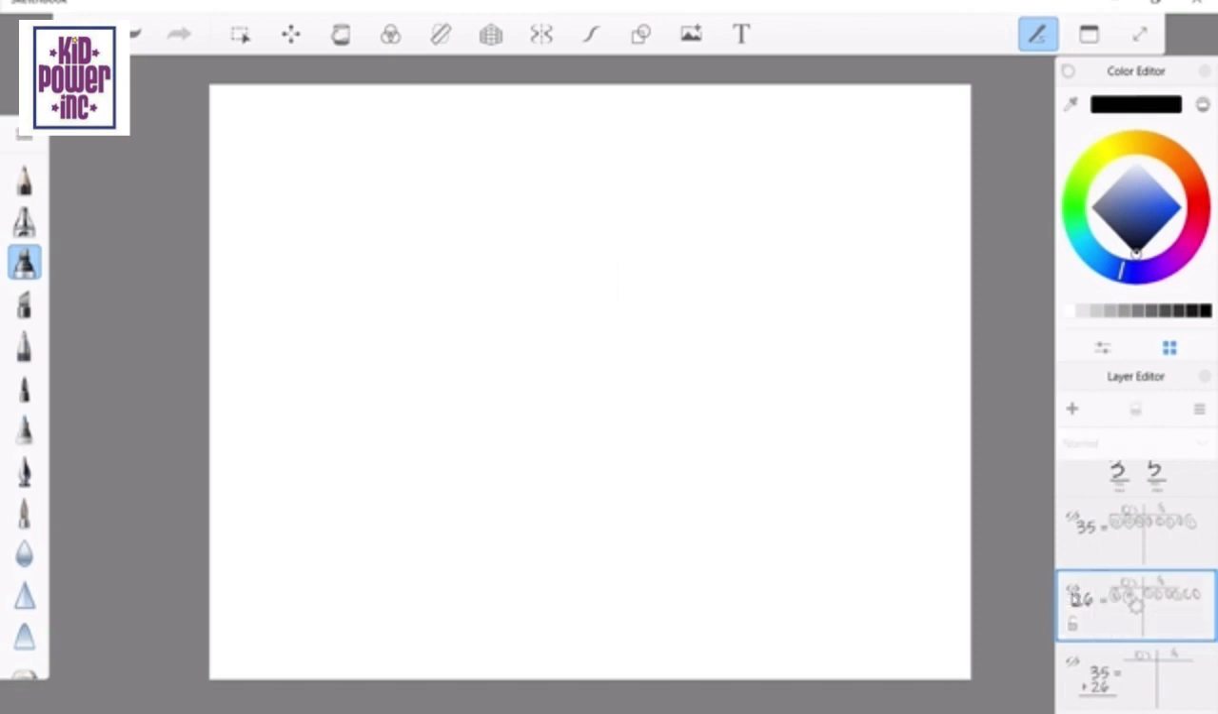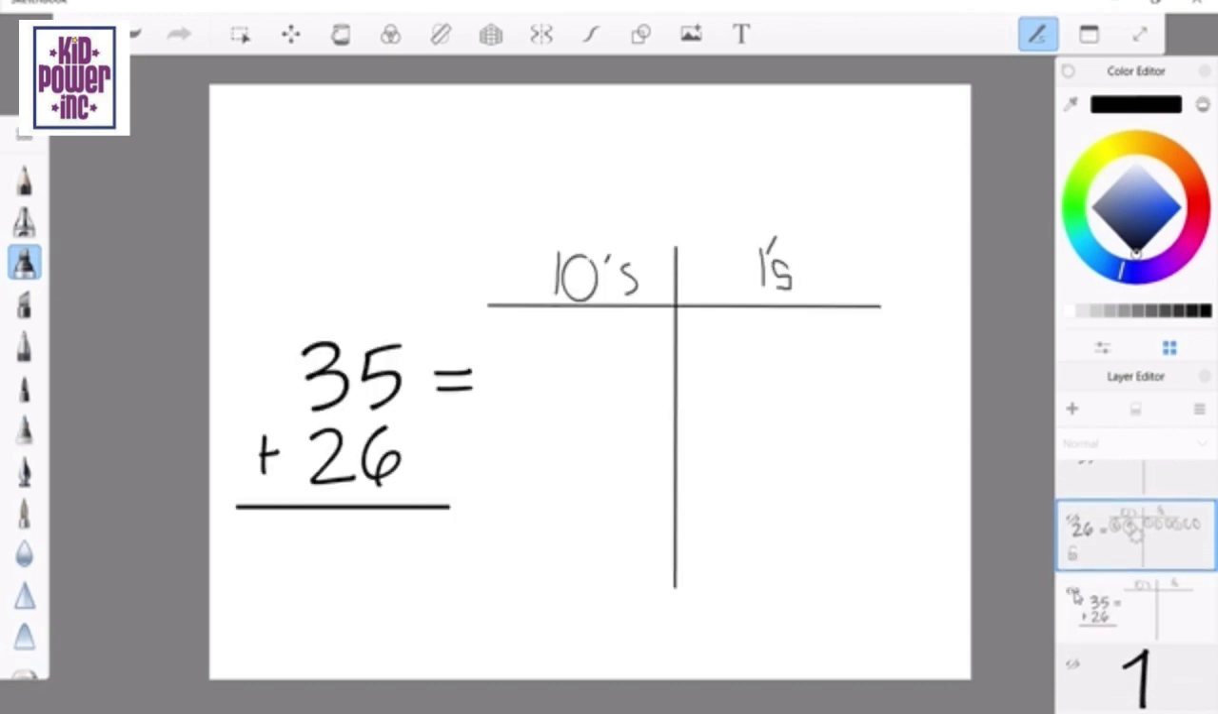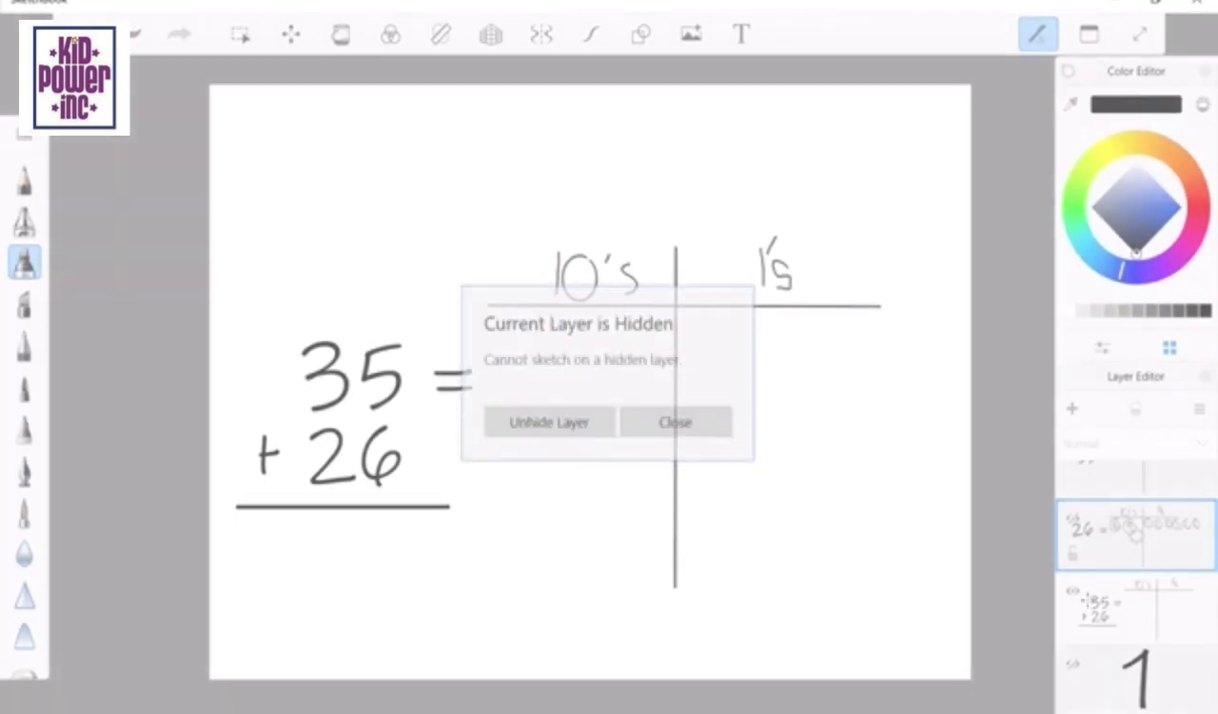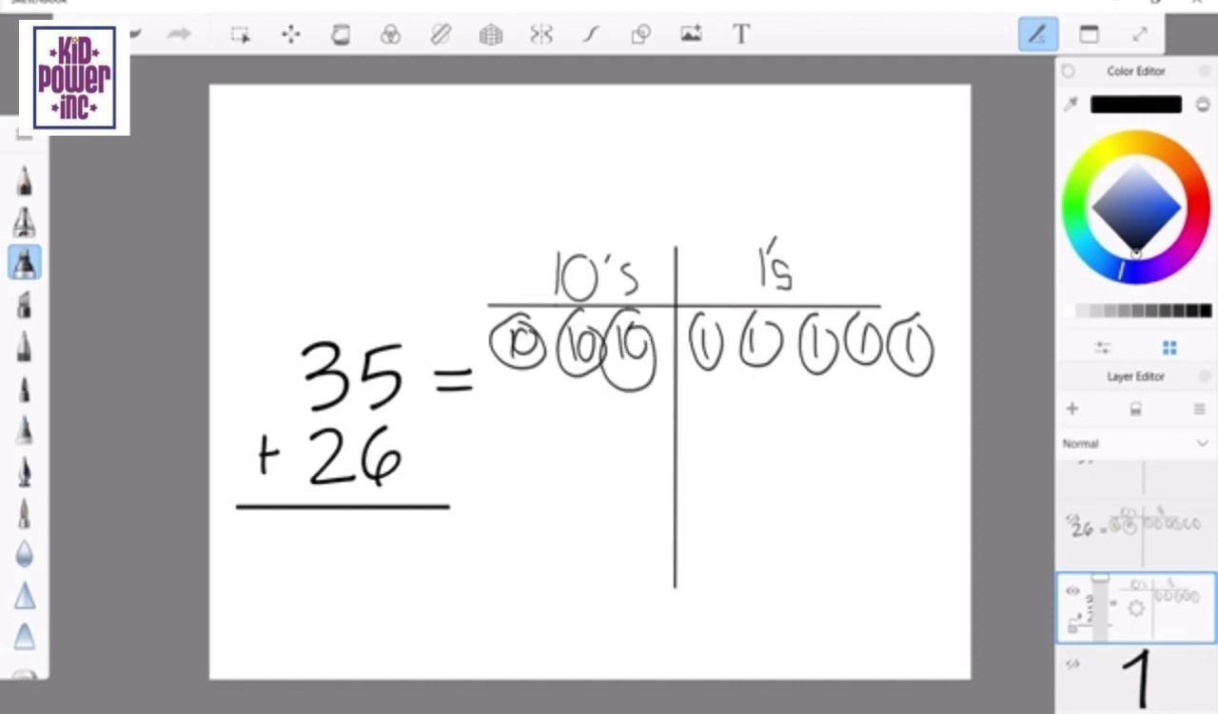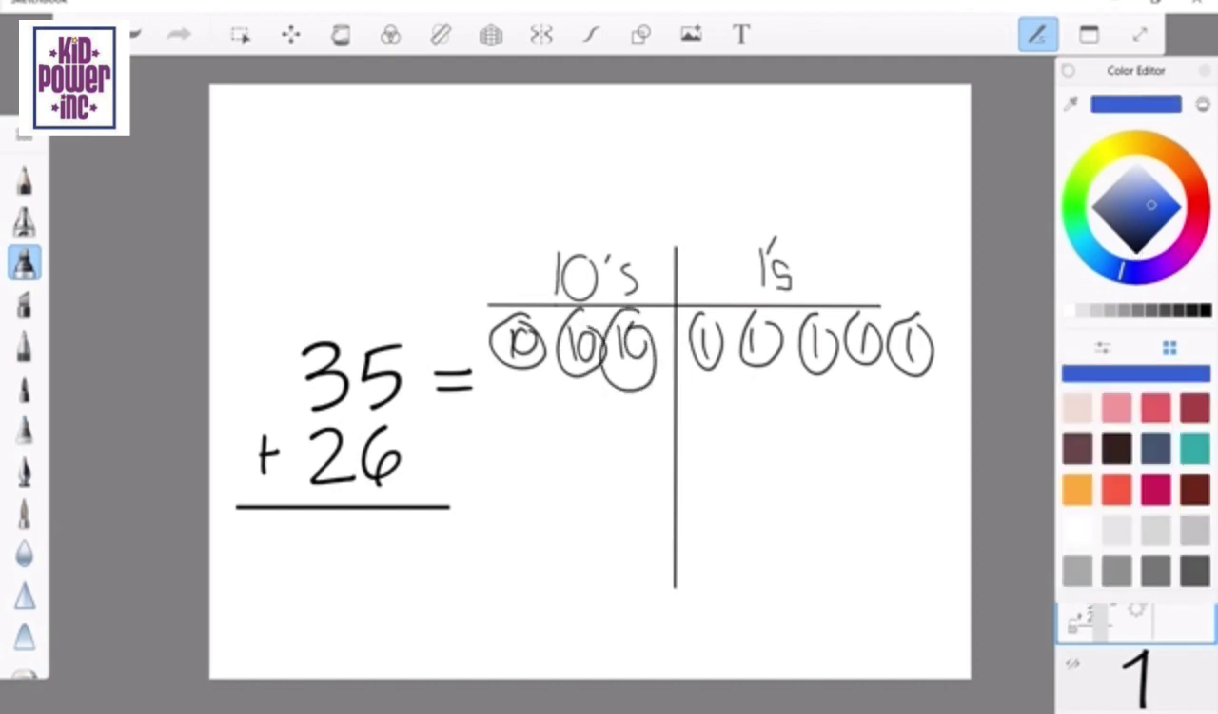Now, what would happen if we added 35 and 26? We can use our discs to figure it out. Once again, we show the 5 ones discs for 35. 1, 2, 3, 4, 5. And the 3 tens discs for 35. 1, 2, 3. Now let's represent the 26 discs in a different color. Here I'll just use blue.